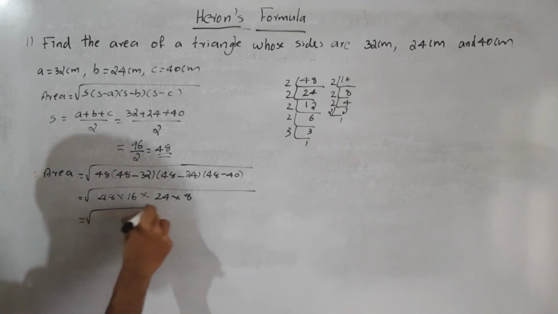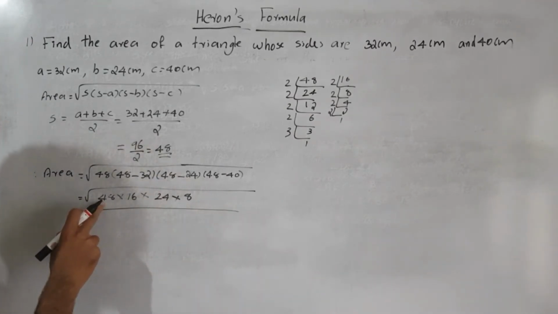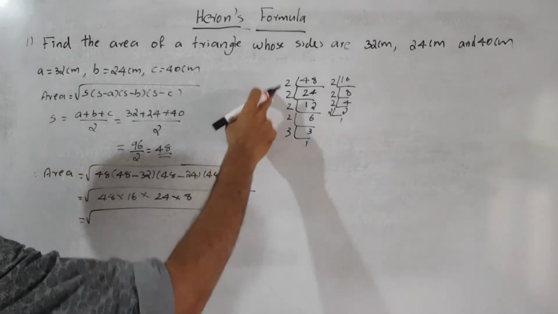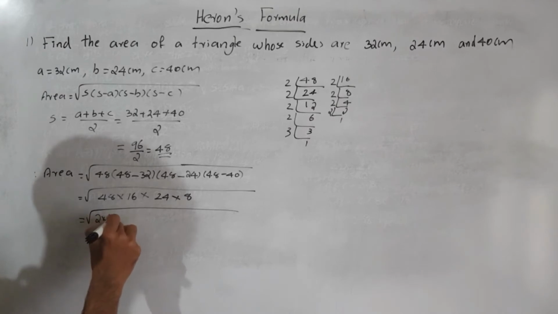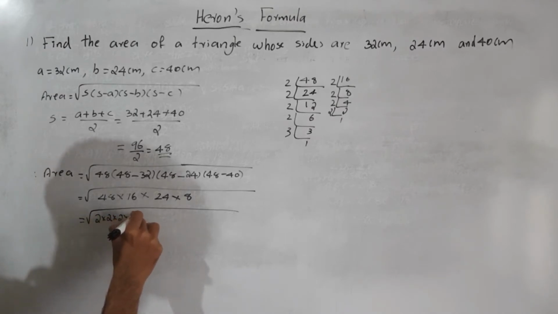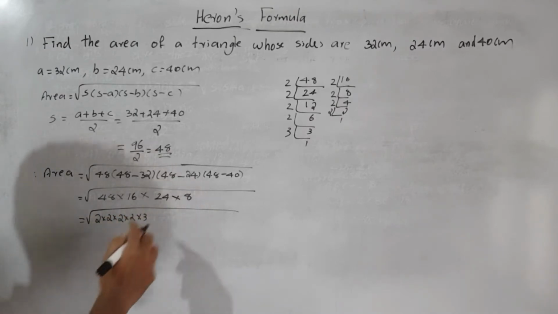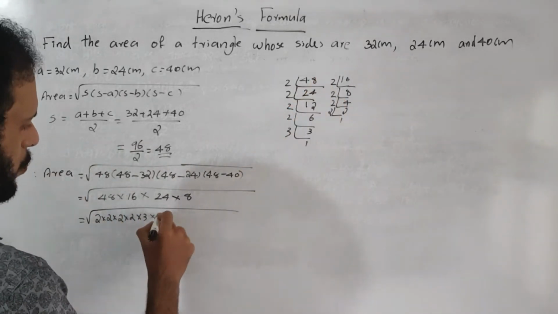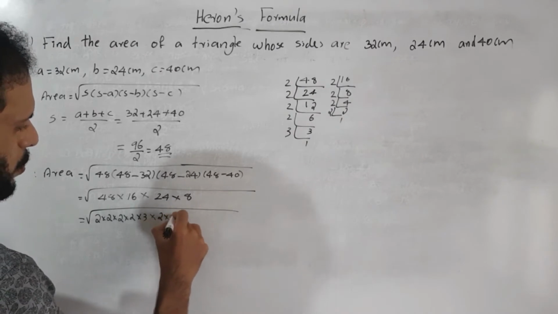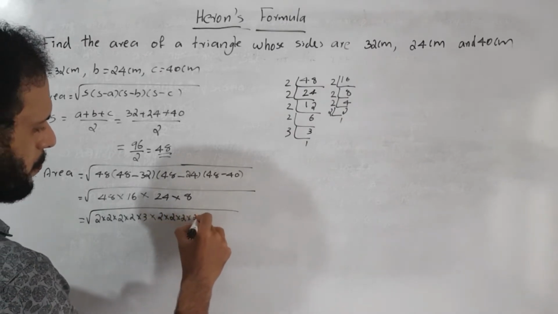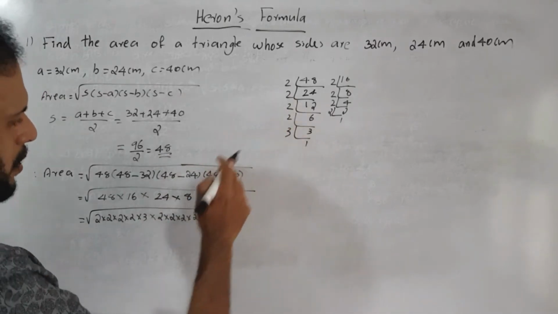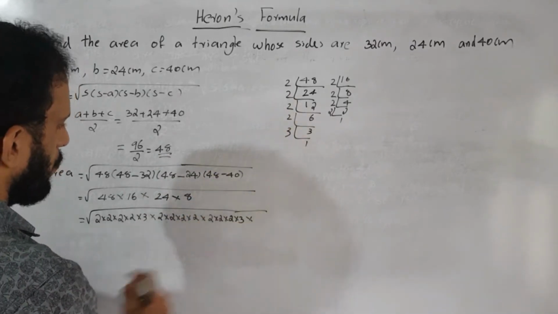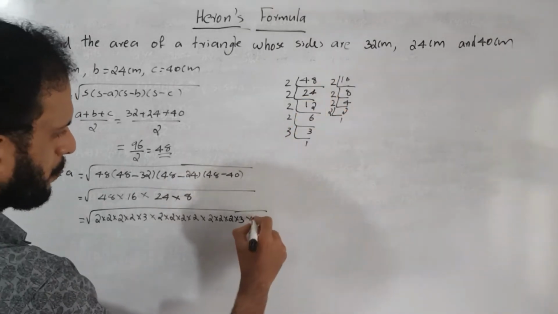Then root of 48, how many 4, how many 2? 4 2s and 1 3. Then 2 into 2 into 2 into 2 into 3. Then 16 into 16, how to get? Yes, 4 2s, 2 into 2 into 2 into 2. 24 is 3 2s and 1 3, and 8 is 3 2s.